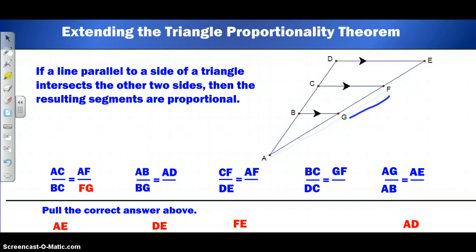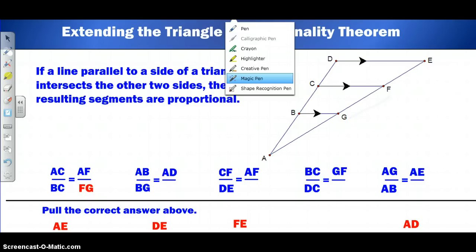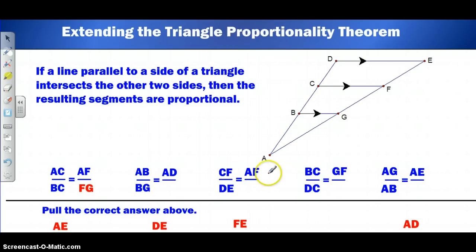Take a look at the next one, and you'll see that I'm comparing AB right here to BG, and then that's supposed to be equal to AD, and then my answer would be DE. I'm going to drag that right over here.